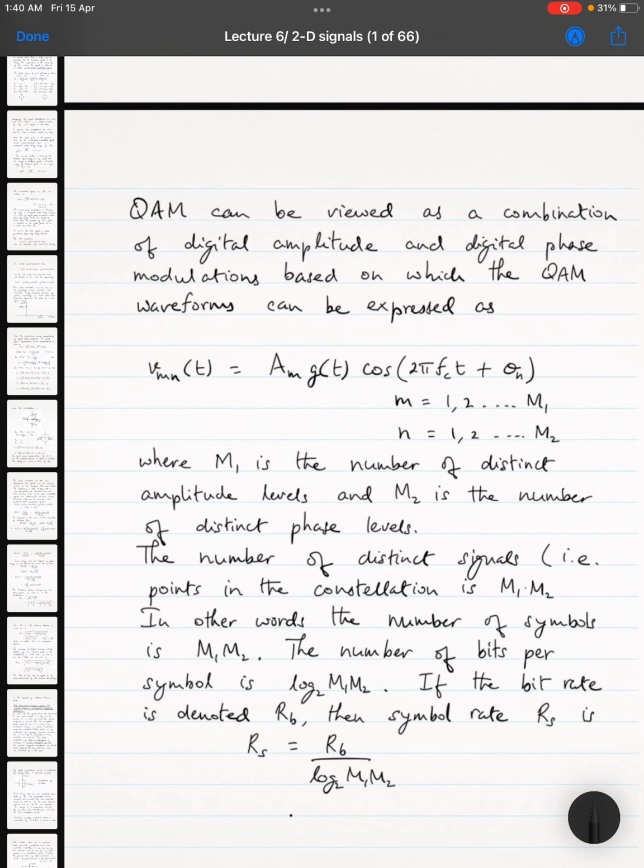So from that we can also calculate the bit rate of the system. If the symbol rate is denoted as RS, then the bit rate can be calculated as RS into the number of bits per symbol, right? Or vice versa, we can calculate the symbol rate from the bit rate as the bit rate divided by the number of bits per symbol. So log 2 M1 M2 is the number of bits per symbol. So the symbol rate is the bit rate divided by the number of bits per symbol, or the bit rate will be the symbol rate multiplied by the number of bits per symbol.